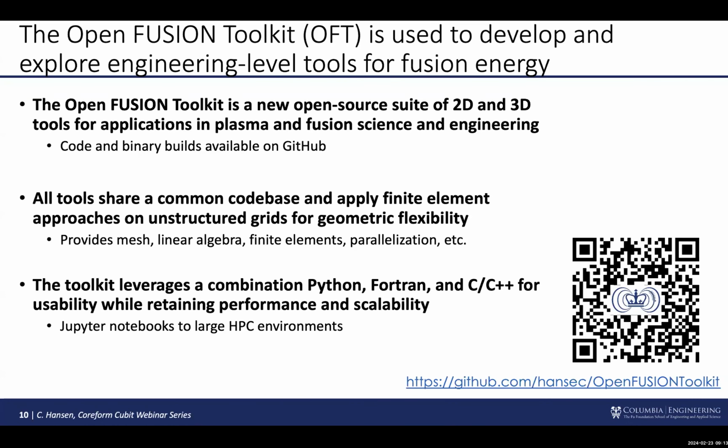So all the tools share a common code base and apply finite element approaches on unstructured grids for geometric flexibility to allow us to integrate well with CAD. And the underlying toolkit provides all the functionality you need to basically then just work on the physics problems at the top level. The toolkit uses a combination of Python, Fortran, and C and C++ to give usability while also retaining performance and scalability. So this allows us to address problems that you can run on your laptop in a Jupyter notebook, and then all the way up to very large HPC environments.